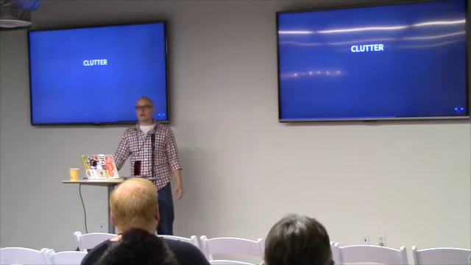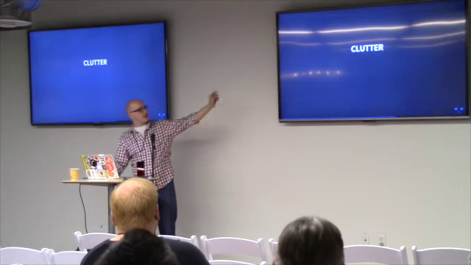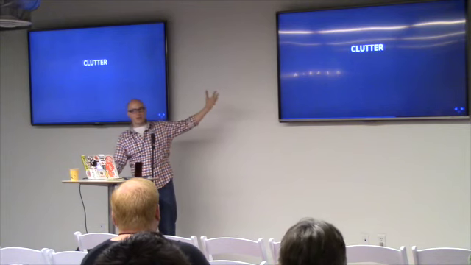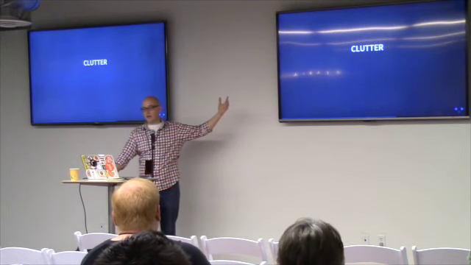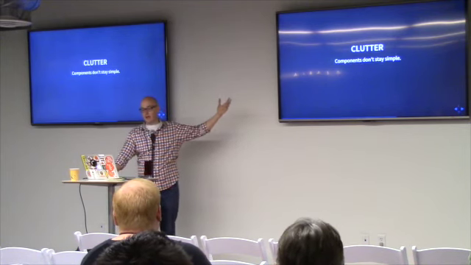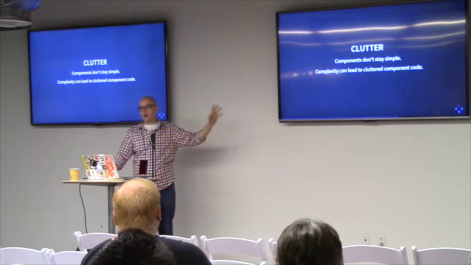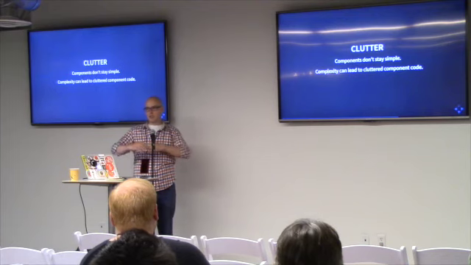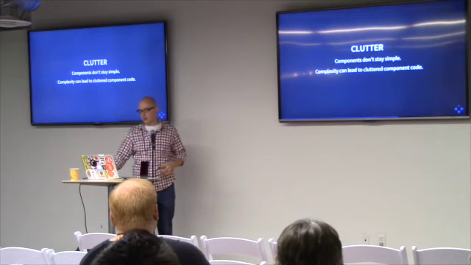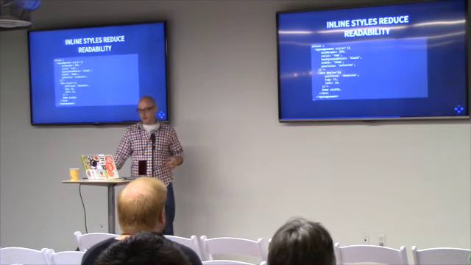Dealing with clutter. So you saw that JSX, all the examples I showed you were pretty clean. They look like HTML because I hadn't added all the stuff you typically add. As components get complex, you have to add a lot more properties, a lot more styles, and things get really long, and that readability goes straight out the window. So here's an example of that.